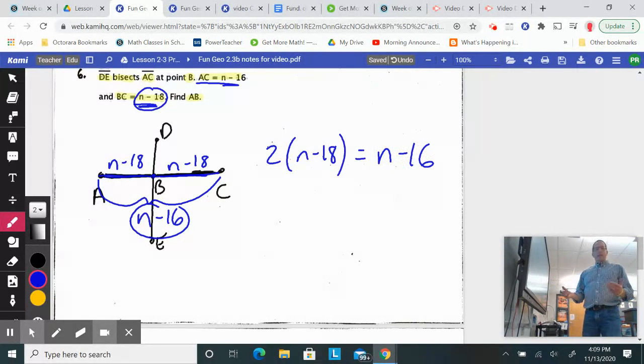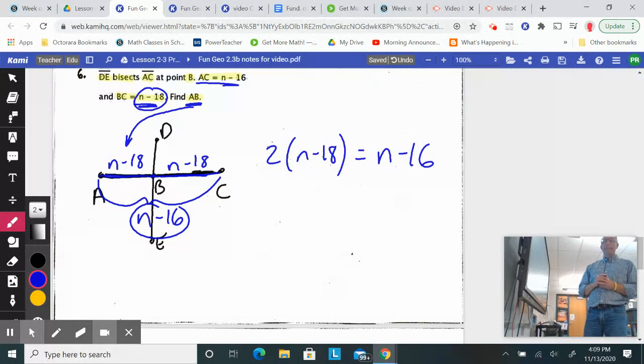So it's 2 of the n minus 18s equal to n minus 16. Then you've got to solve that equation, find out what n is. Then you've got to substitute in the value for n and find out the distance of A to B, which is right here. So you just subtract 18, and that would be your final answer when you subtract 18 from whatever n is.